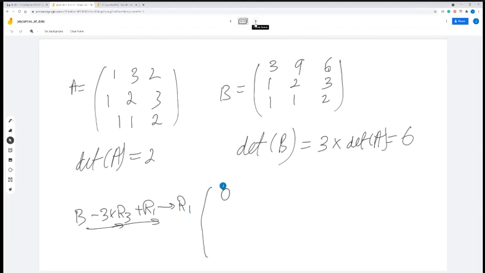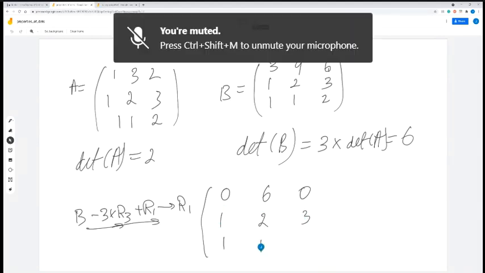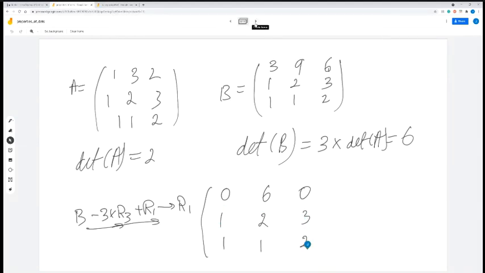Of course, this would become a 0, this would become a 6, and this would become a 0, okay? Because 3 times 2 is 6, and 6 minus this would be 0, and the rest will stay unchanged. Okay, and I want to find the determinant of this.